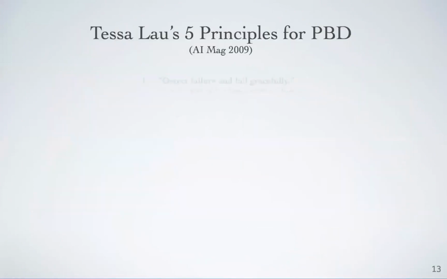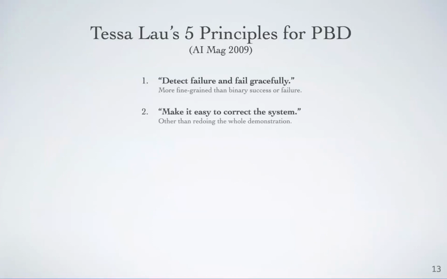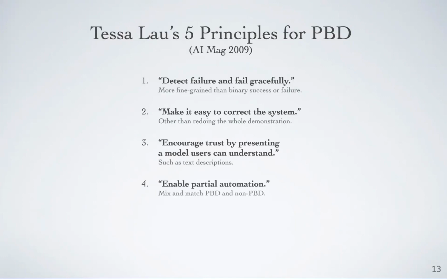So here are Tessa Lau's 5 principles. You want to detect failure and fail gracefully. So we want to be more fine-grained than just, oh, it failed or oh, it didn't fail. You want to make it easy to correct the system. So if something goes wrong, you don't want to have to redo the whole demonstration. You want to encourage trust by presenting a model the users can understand. So you want to actually tell them somehow what the computer inferred. You want to enable partial automation. You don't want to force people to always use the demonstrations to create their program. And then finally, you have to think about the value of the automation you're providing. If it's not going to provide a lot of value, people just aren't going to use it because there's a mental cost to switching between the modes.